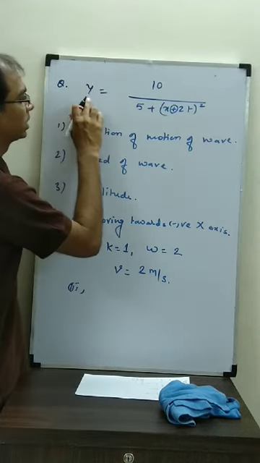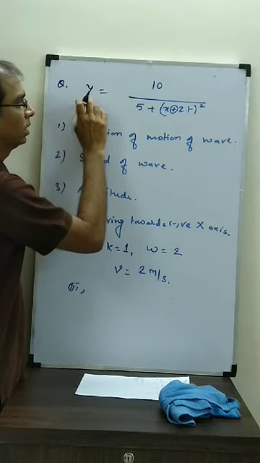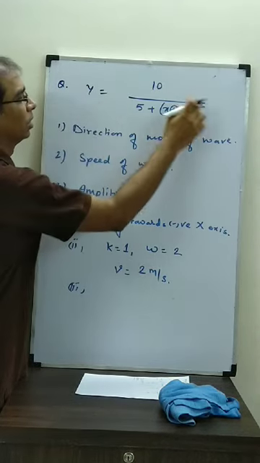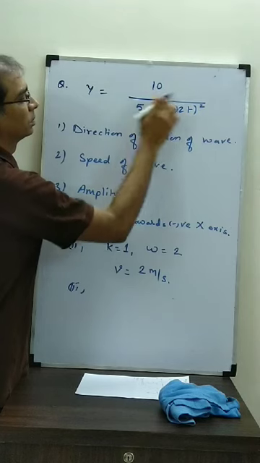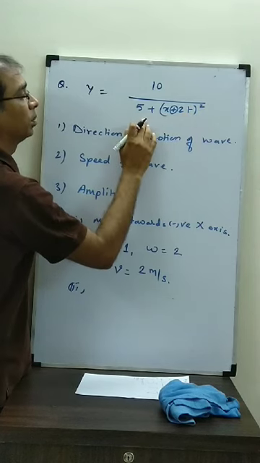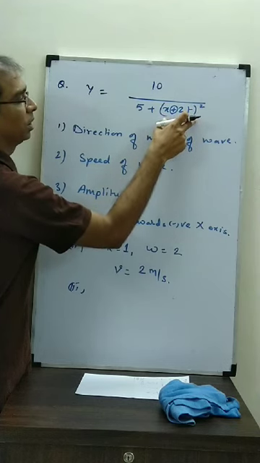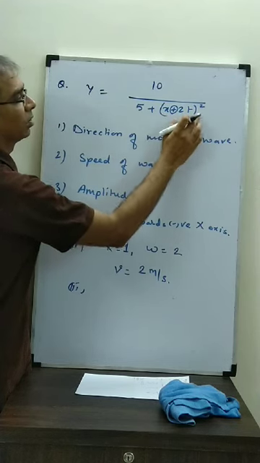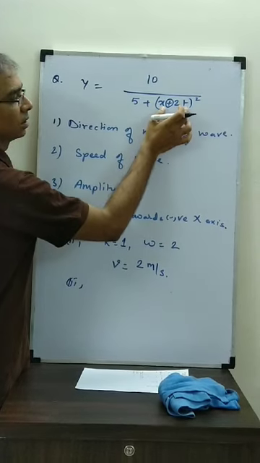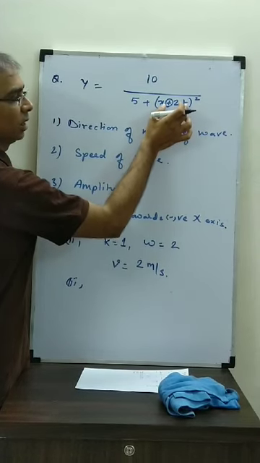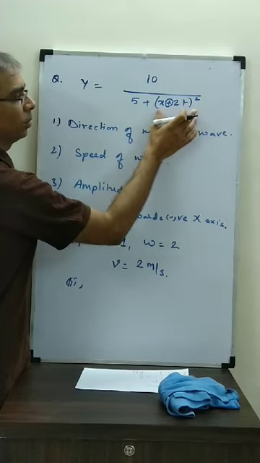Third is amplitude. The amplitude means maximum value of y. Now when can this have maximum value? When the denominator is minimum. When the denominator is minimum, then this can be 0. This cannot be negative, because square is there. This term can be negative, but because of the square it will become always positive.